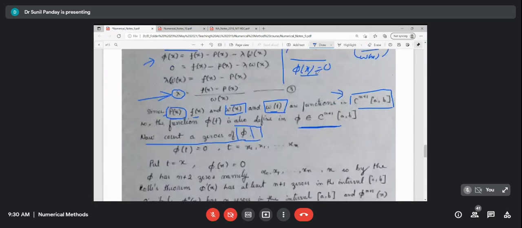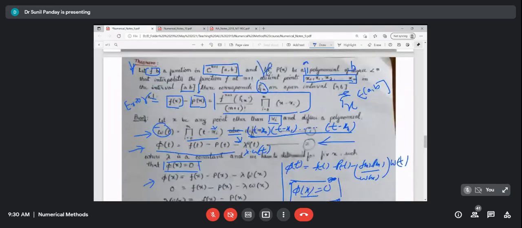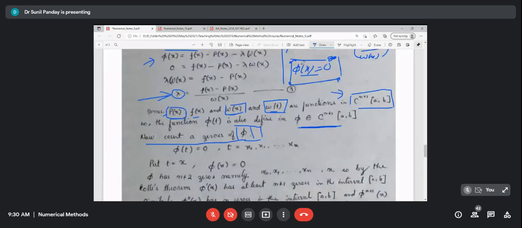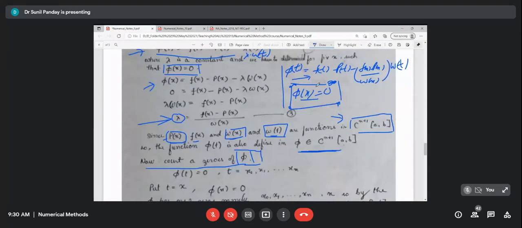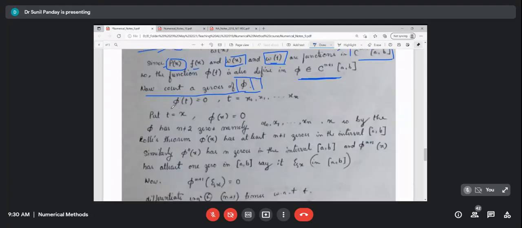So one zero we already have with us, because here we are taking x as a fixed point and t as a variable. So we have taken one x in the interval (a,b), and then we fixed it, and for that x we are doing calculations. So phi(x) is 0 because of the way we created the construction of phi.